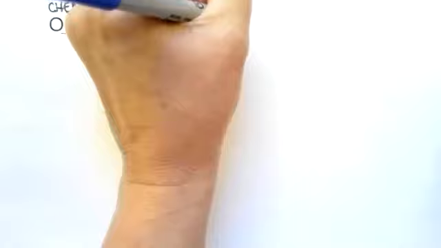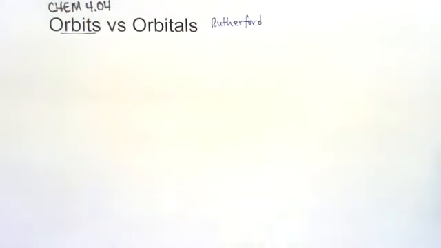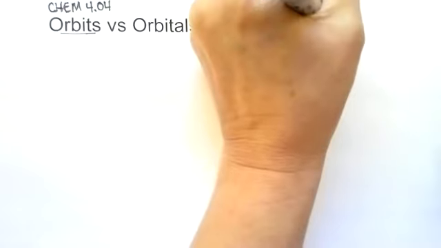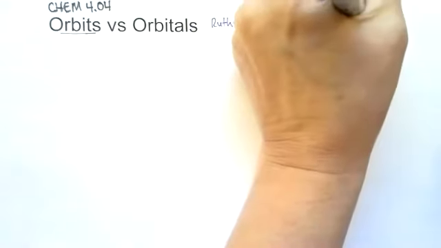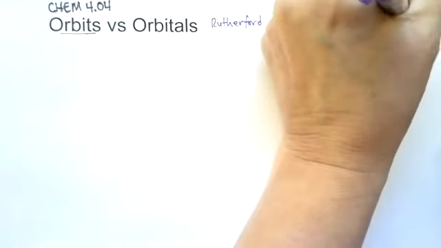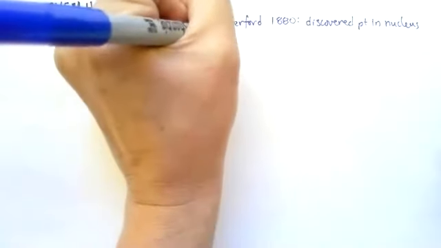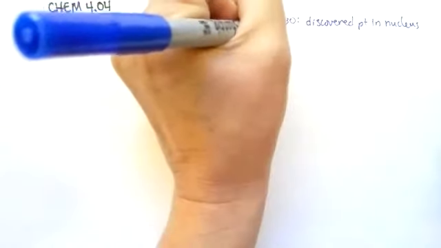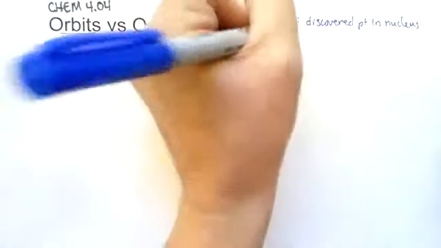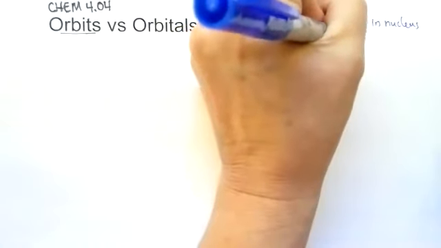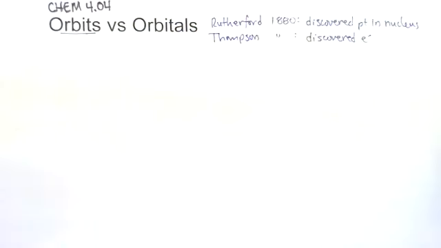So we started out, we had Rutherford. We talked about him a couple videos ago. Rutherford was in about 1880, and he discovered protons in the nucleus. And we've got J.J. Thomson. He was around this time, 1880s, 1890s, so about the same time. And he discovered the existence of the electrons. He's given credit for that.